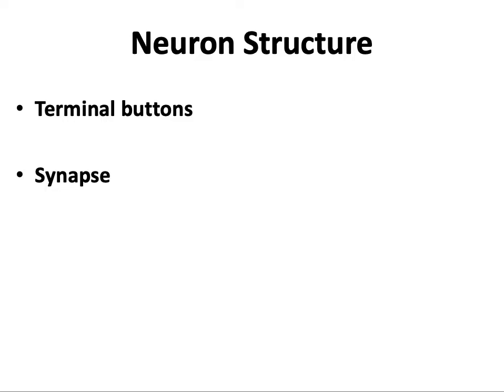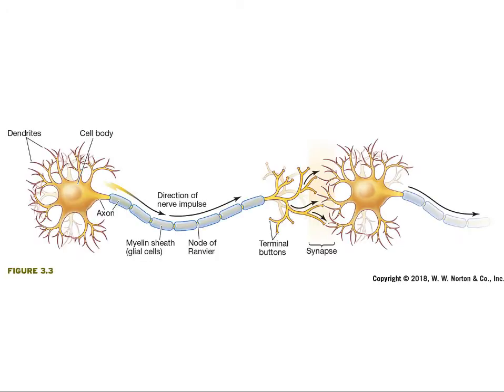To reiterate, terminal buttons are at the end of the axons. They are small nodules that release chemical signals from the neuron into the synapse. The synapse itself is that gap, as I mentioned, between the axon of a sending neuron and the dendrites of a receiving neuron. This is the site at which chemical communication occurs between neurons. Here's the diagram again, just to see how the information flows along.